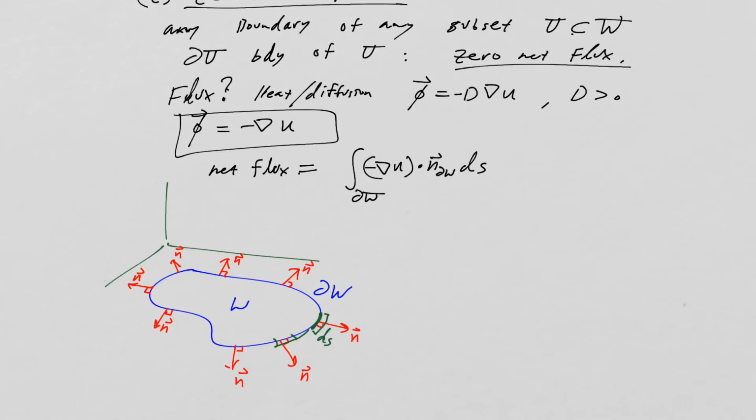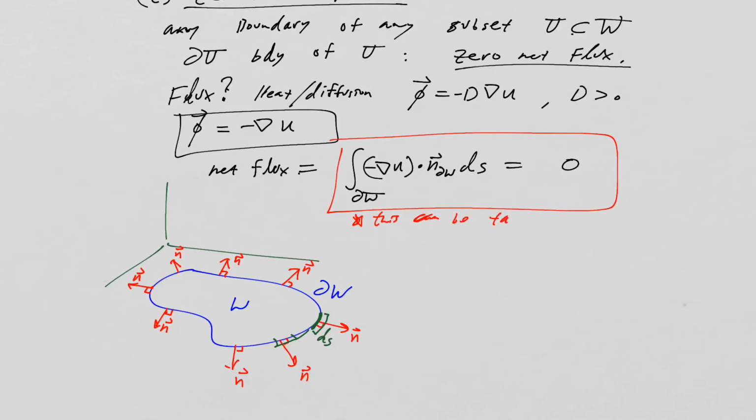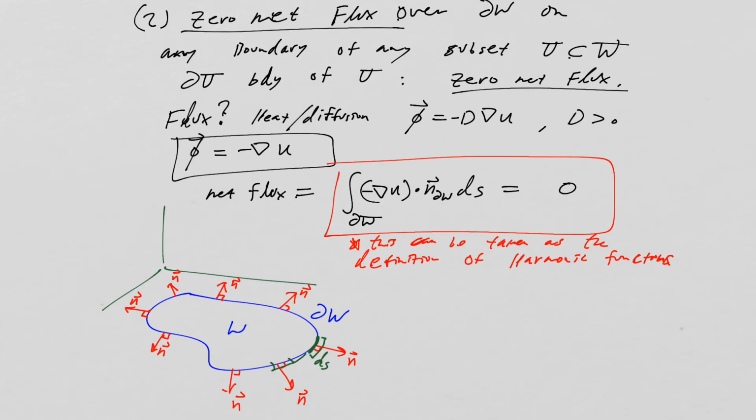Okay, so the net flux is always zero for every solution to Laplace's equation. So it turns out that this can be taken as the definition of harmonic functions. It's not just a property or an ancillary property of this, but rather the zero net flux is the very definition of a harmonic function. And so what I want to talk about here is how to do that.